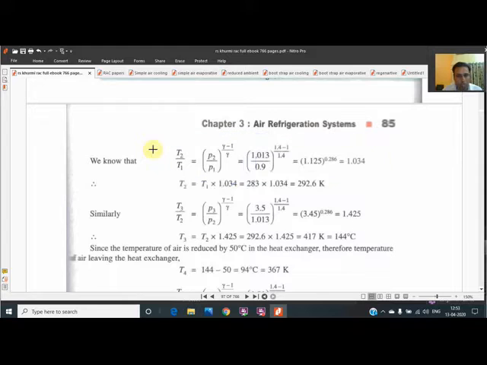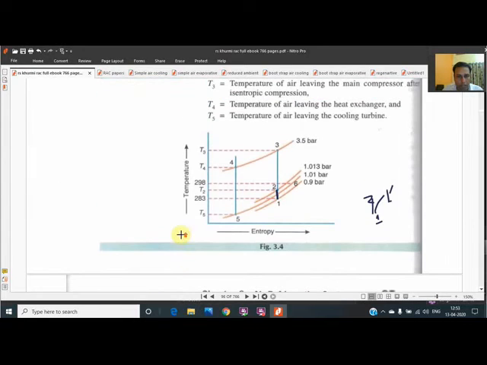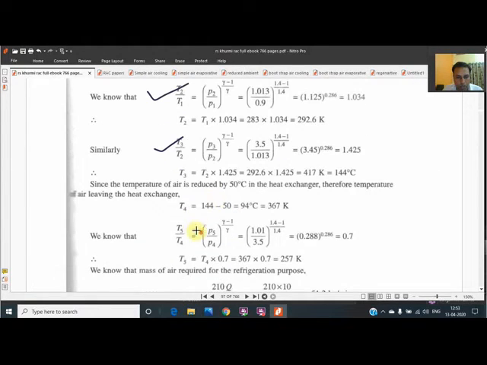I have told you earlier also. Here the vertical lines are at 1 2 and 2 3. Twice they have used the relation. Means they are using the relation at 1 2 and 2 3, and 4 5 is also a vertical line, so they have used it at 4 5 also. So whenever you get an isentropic process, means a vertical line on the TS diagram, you have to use this relation.